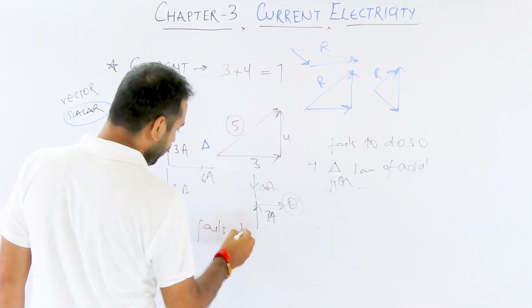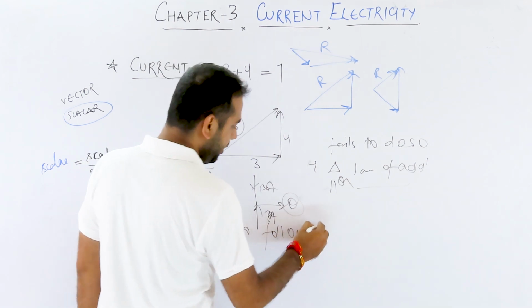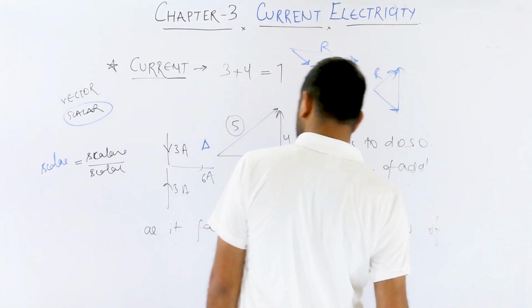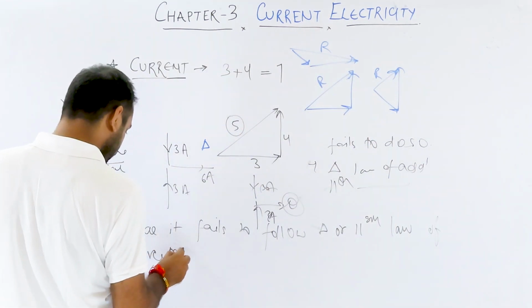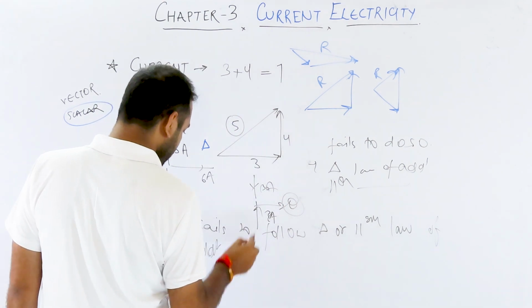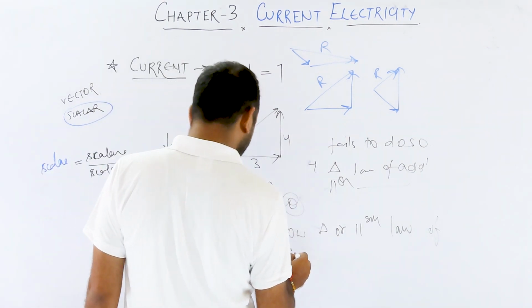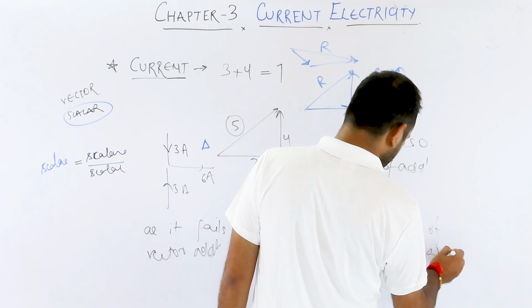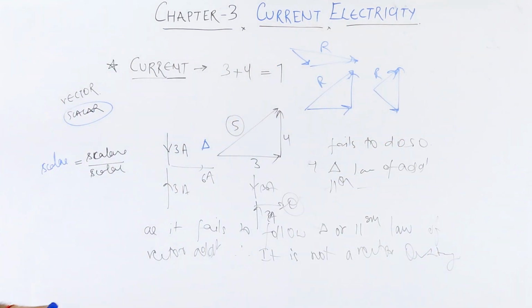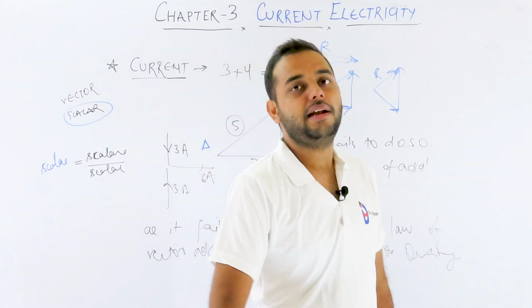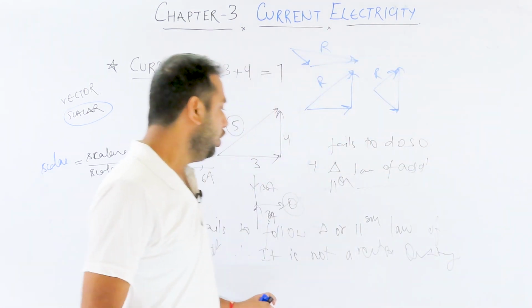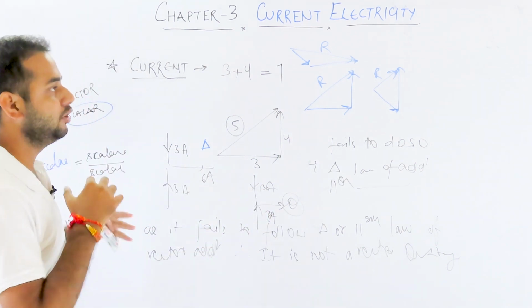So we will say current is a scalar quantity, and hence as it fails to follow the triangular or parallelogram law of vector addition, therefore it is not a vector quantity. So current is a scalar because charge is a scalar and time is a scalar. Why is current not a vector? Because although it has a magnitude and direction, it fails to follow the triangular or parallelogram law of vector addition. Hence, it is not a vector quantity.